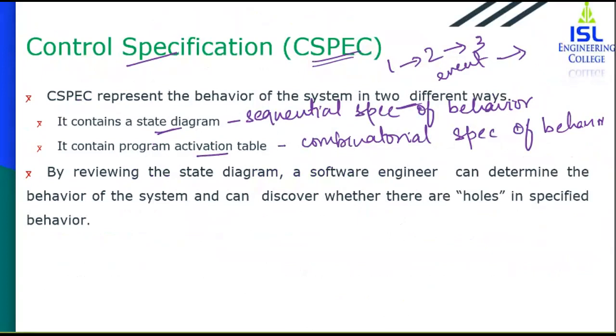Now, when the software engineer sees this control specification diagram, he can identify any bugs or holes within the software behavior. Any errors can be encountered when you make use of the state chart diagram and the activation table to develop the data flow and the control flow diagrams.